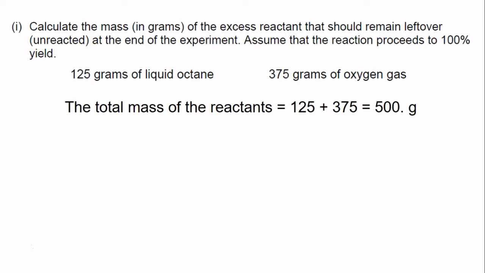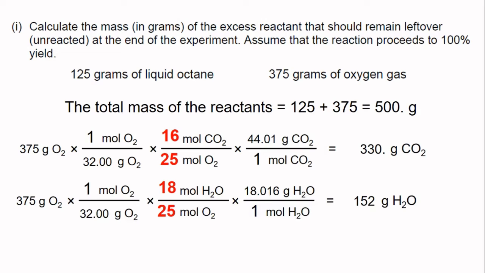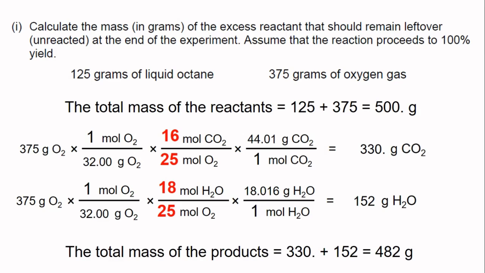So how many grams of product do we have if we assume that this reaction proceeds to 100% yield? If we add the 2 products, again this is based on our stoichiometry calculations from the limiting reactant, 330 grams of CO2 plus 152 grams of water, the total mass of the products is not 500 grams, it's 482 grams. So 330 plus 152 is 482.